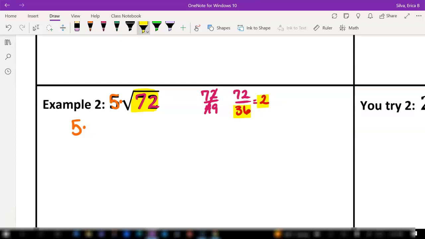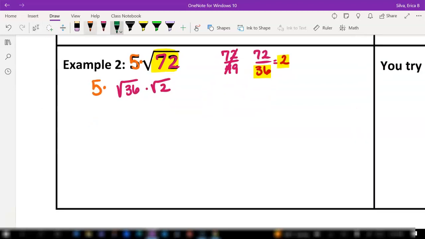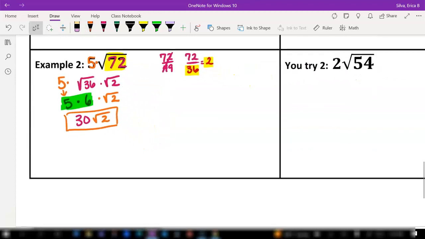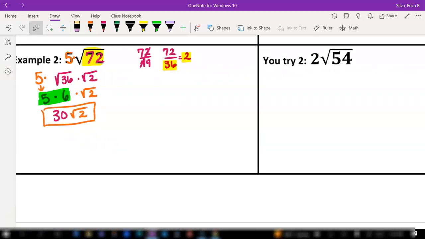So then the square root of 72 is going to be replaced by the square root of 36 times the square root of 2. Now the square root of 36 is 6. So we're going to bring down this 5, bring down this 6, and then the square root of 2. At the end, we want to multiply anything that's outside of the radical, which is 5 times 6 is 30. And then the square root of 2, there's nothing left. So we simplify it to 30 square root of 2. Go ahead and try the next one. Push pause and then come back and see if you got it correct.